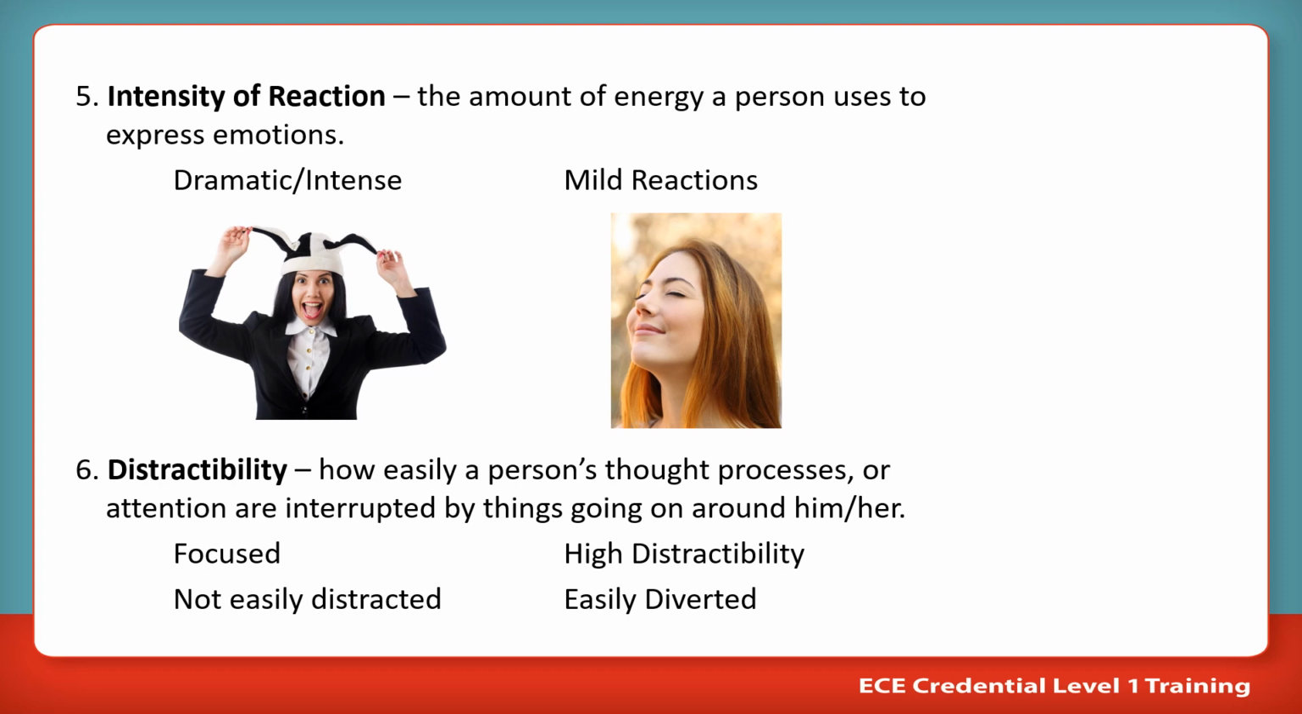Number six on the temperament definitions is distractibility. How easily a person's thought processes or attention are interrupted by things going on around him or her. Some people are very focused and nothing really distracts them, versus others are really easily distracted and easily diverted. If you have a lot of difficulty focusing, then it makes sense for you to sit in the front of the classroom, because in the back you're going to see everything that takes place in front of you. So when working with students, it's good to know how they are on distractibility as part of their temperament.